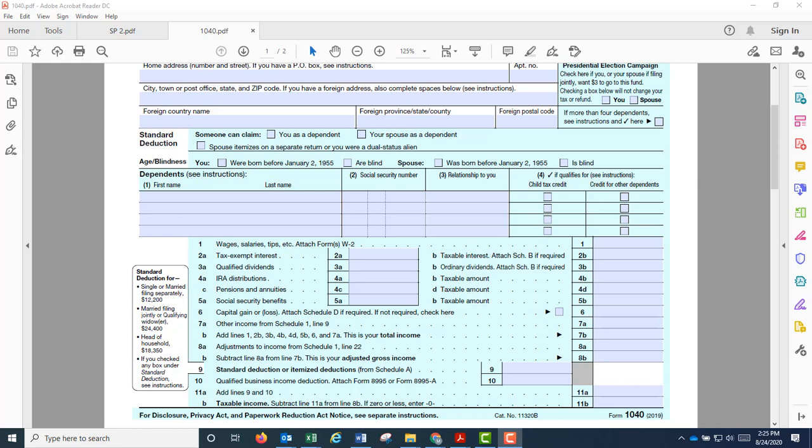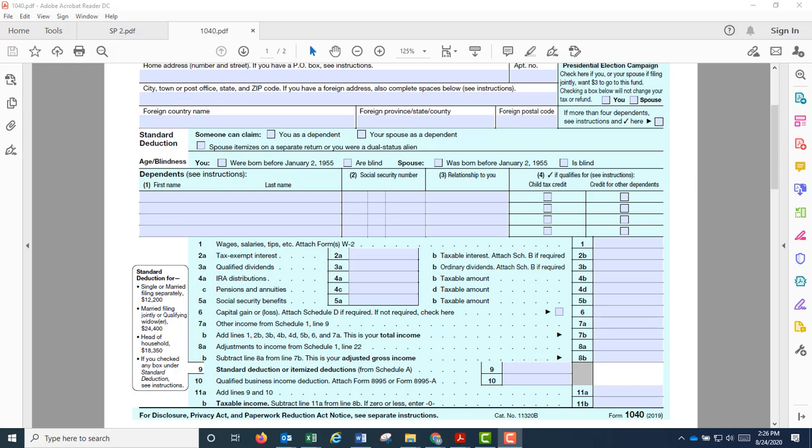Interest goes on line 2A and 2B. 2A is tax-exempt interest. Are there any in this problem? What is tax-exempt interest? A big example is municipal bonds, such as the Housing Authority of Georgia, the Department of Construction of Atlanta, for example. I'm just making it up, but it's something like that, okay? Are there any taxable interest? Yes, there is taxable interest, and that is reported on line 2B.